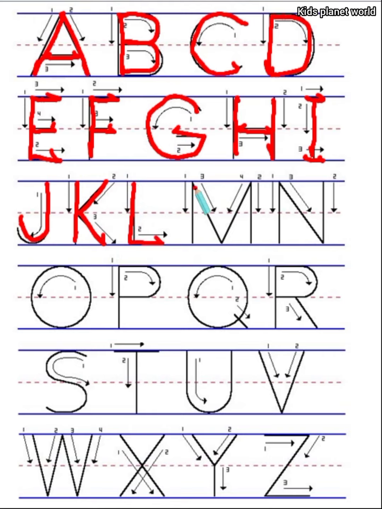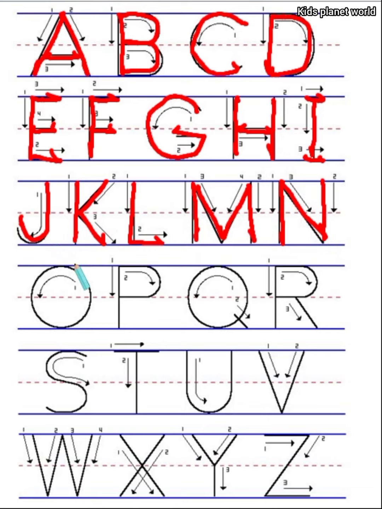M, make this standing line, then this standing line, and join this with the slanting line. This. For N, again make this standing line, and join these two lines with this slanting line.